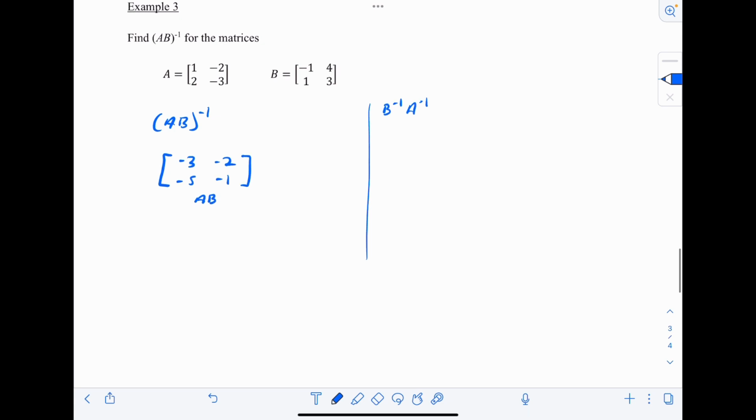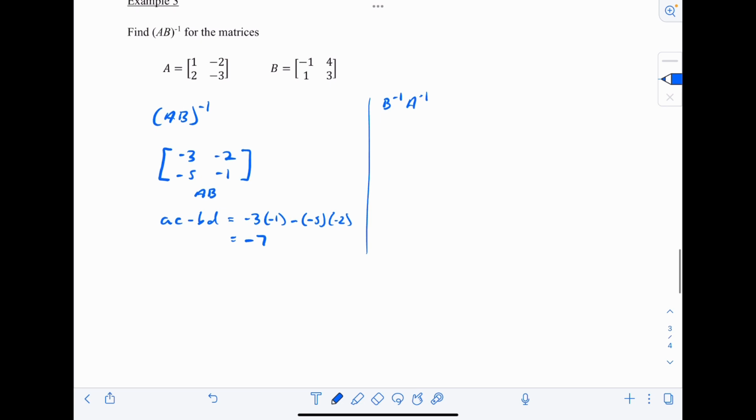To find the inverse, I'm going to apply that rule we looked at before. So I'm going to find AD minus BC. I'm going to take -3 times -1 minus -5 times -2. And that is going to give me a determinant of -7.